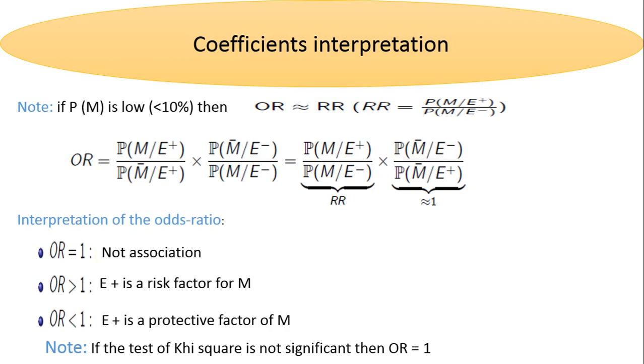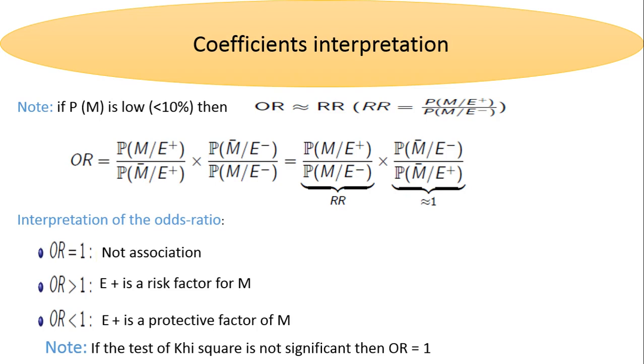So after the odds ratio is calculated, we can use it in order to interpret our coefficient. You also need to know that when the probability of being sick is low, inferior to 10%, the odds ratio is approximately equal to the relative risk. So the odds ratio can be calculated and interpreted as follows.